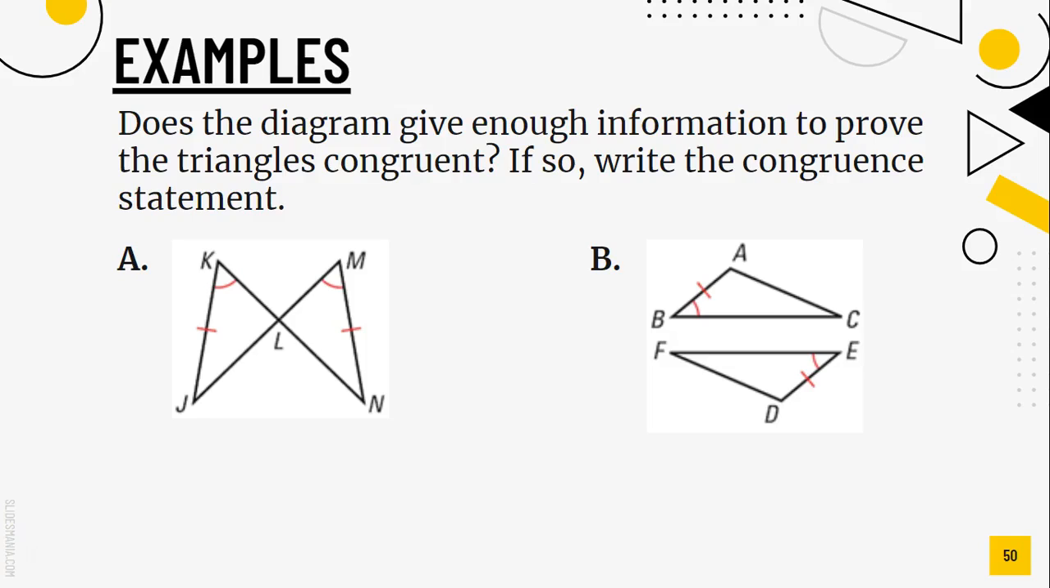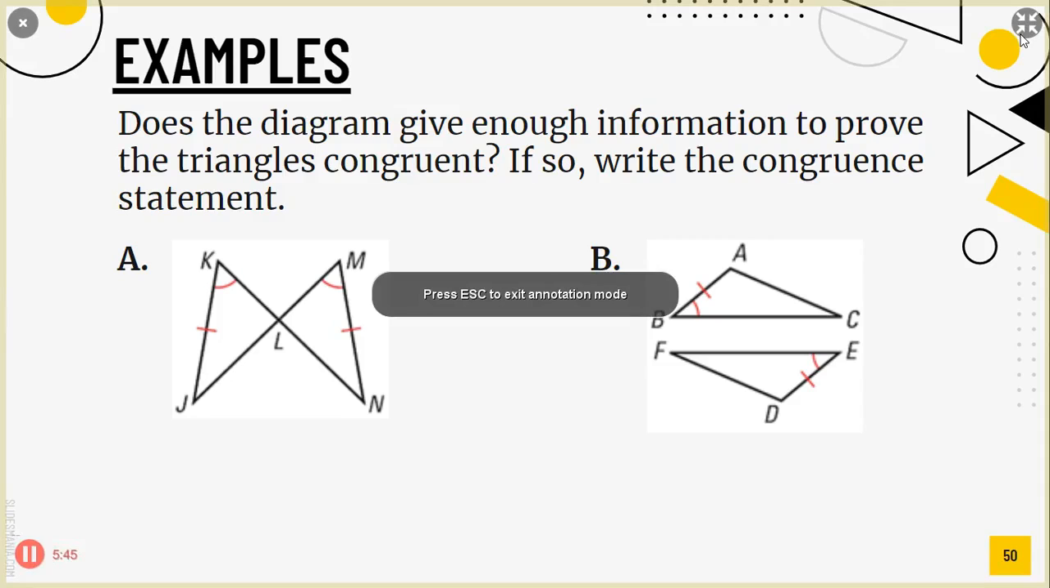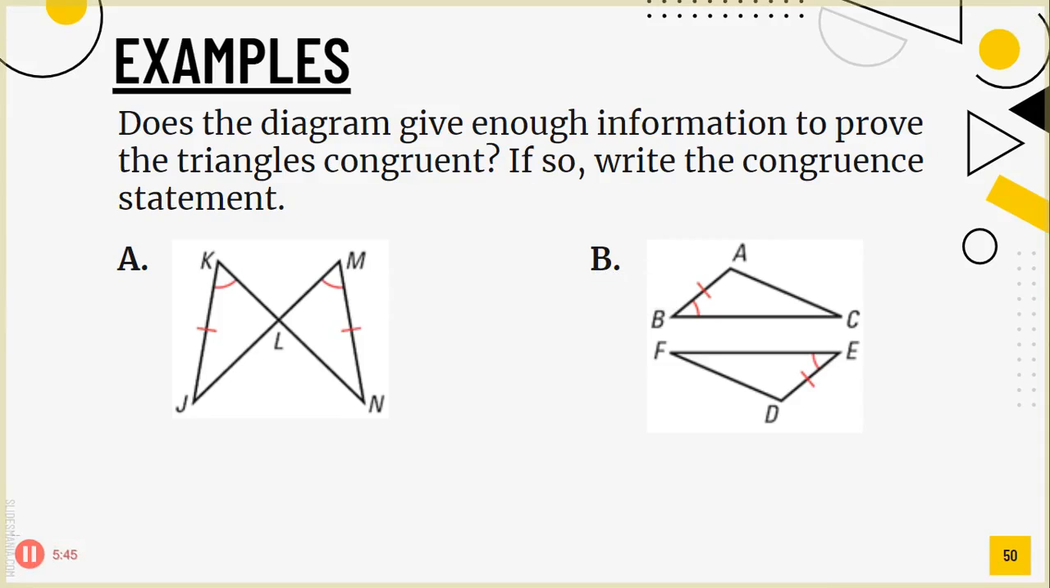So we're going to look at some examples. Does the diagram give enough information to prove the triangle is congruent? If so, write the congruent statement. So as we're looking at our picture, remember we talked about how we always need to mark anything that has not been marked in my picture already that we would know. So we do know right now that side KJ has been marked congruent to MN. And we also see that angle K has been marked congruent to M. But we also know from chapter 1 that vertical angles are congruent.